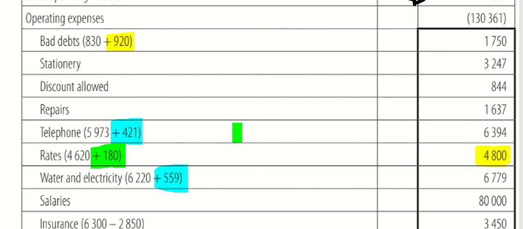And remember all 3 these accounts were then accrued expenses. So I just make a little mental note so that I can remember that has to be part of my notes later on.